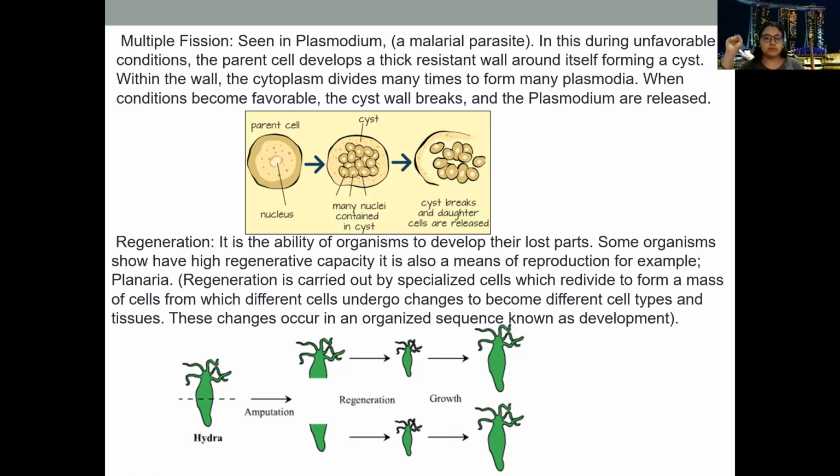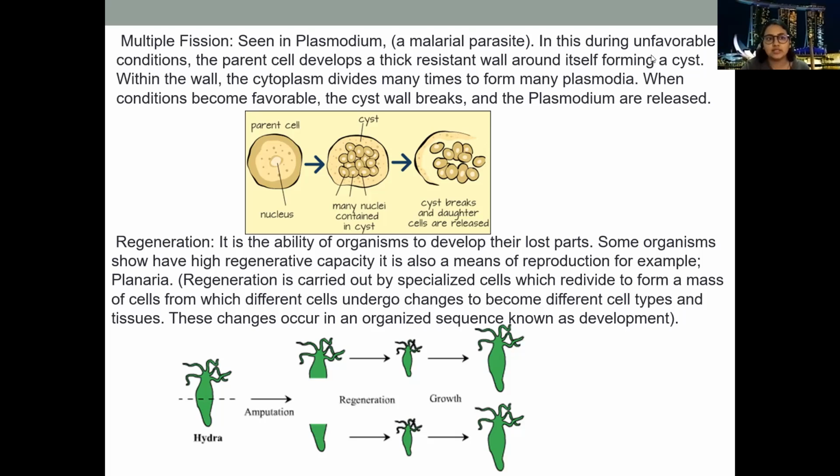So in case of multiple fission, what happens? It is just like binary fission, but in binary fission, two organisms are produced, whereas in multiple fission, many organisms are produced. That's why it is called multiple. It is found in Plasmodium. You know, Plasmodium is the parasite which causes malaria, right? Not every time does Plasmodium undergo multiple fission.